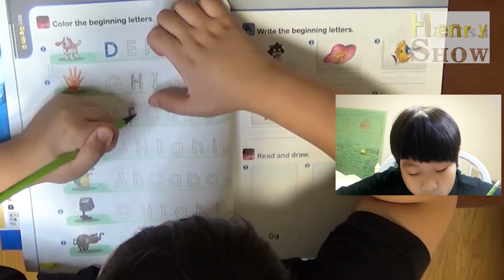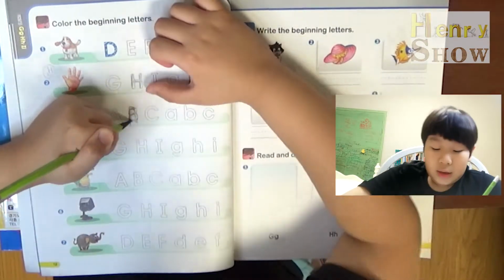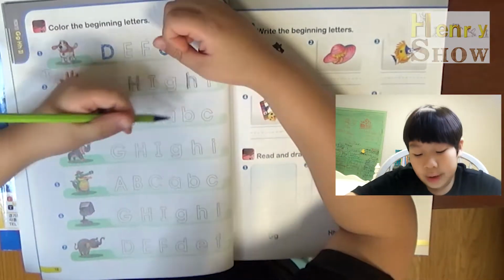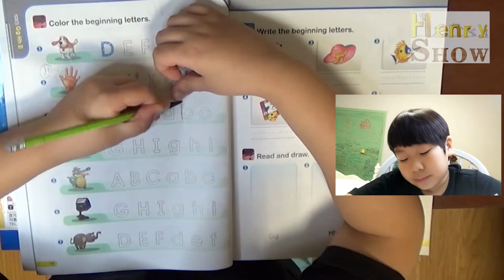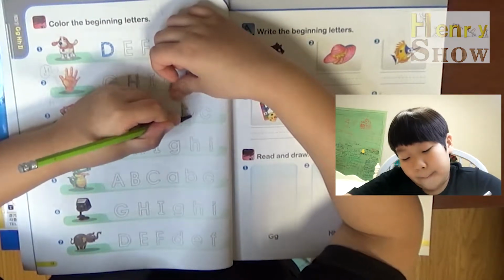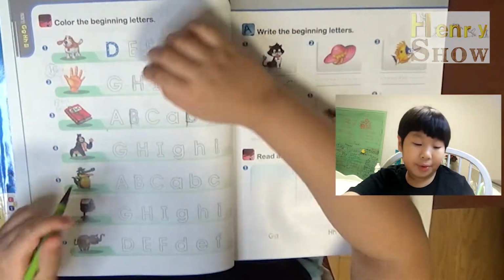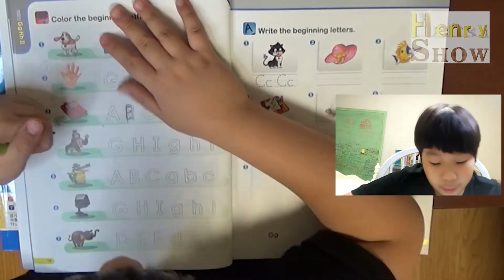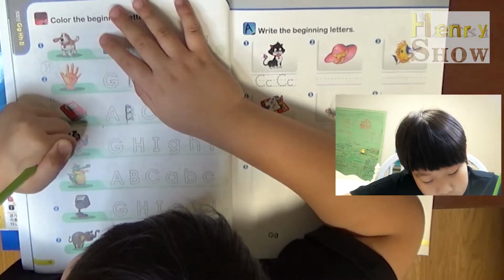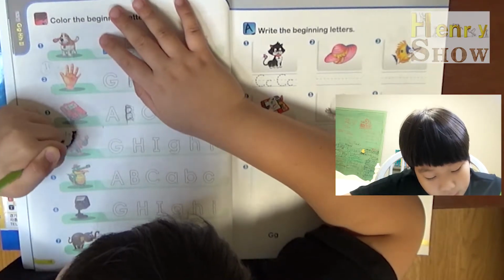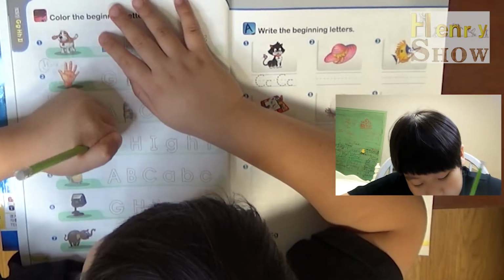Now, let's find lowercase b. Before we do it, we have another capital. Let's see if it is correct. Is this correct? No. Is this correct? Yes. Is this correct? No. No, it's number 4. Gorilla. Do you think this is correct? Yes, you always find it.